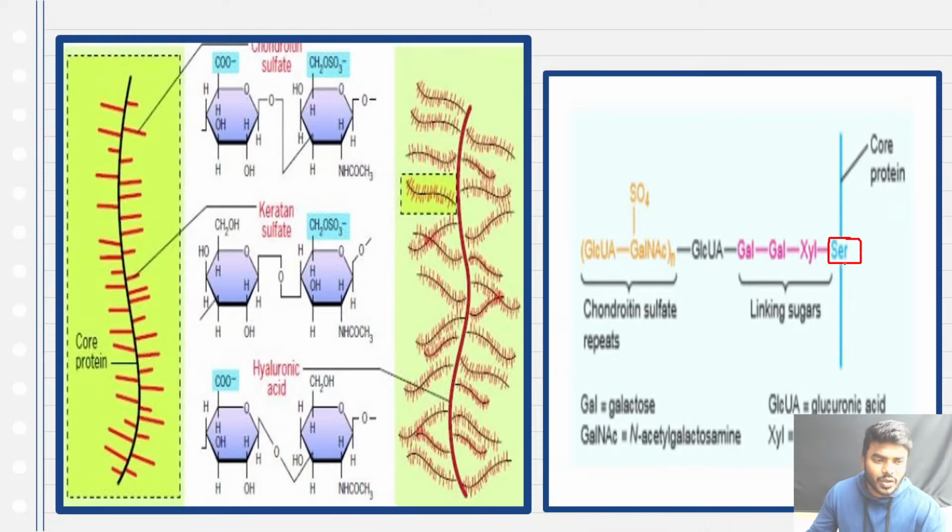There, this is the serine. You can understand the point very clearly. This is the serine. To the serine, different kinds of sugars will be added. So friends, what is the point you have to remember? What kind of glycosylation is it? That is the O-linked glycosylation.